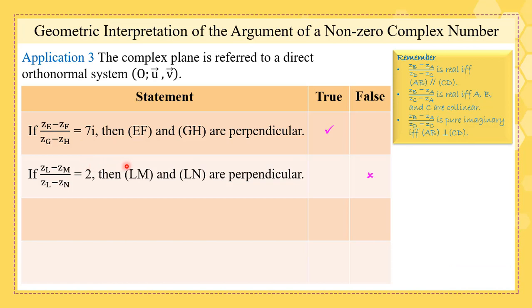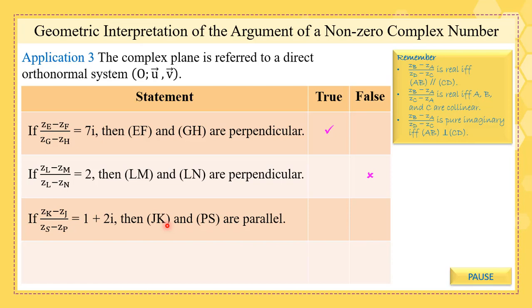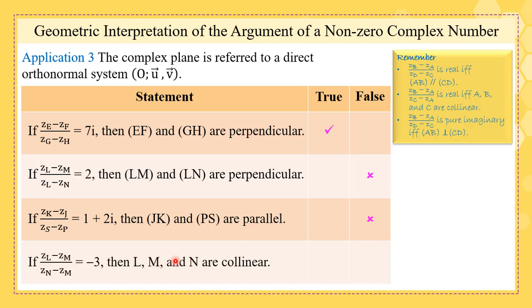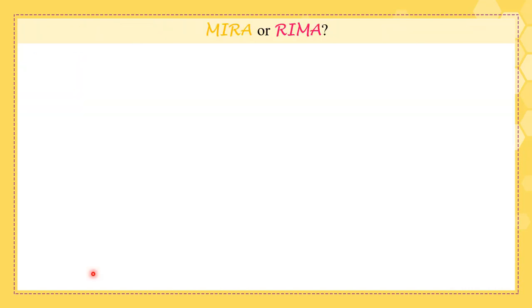this is not true, this is false, because real means they are parallel, and having a point in common means that the 3 points M, N, and L are collinear. Now this case, this is also false because this ratio is neither real nor pure imaginary, so we cannot say that they are parallel, because to be parallel means that the ratio should be real. Now the last case, this is true because this ratio is a real number.